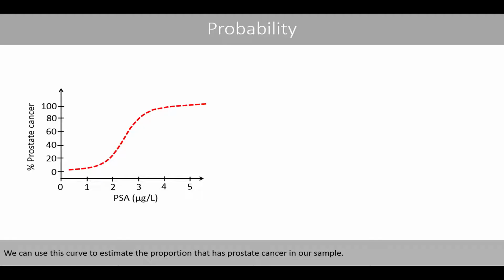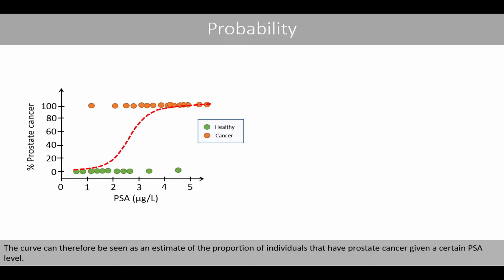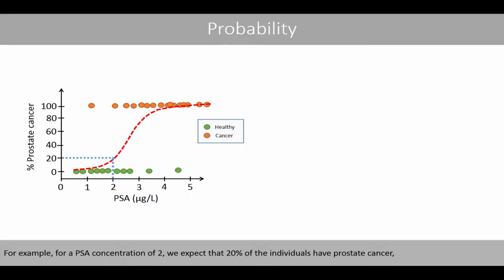We can use this curve to estimate the proportion that has prostate cancer in our sample. The curve can therefore be seen as an estimate of the proportion of individuals that have prostate cancer given a certain PSA level. For example, for a PSA concentration of 2, we expect that 20% of the individuals have prostate cancer. And for a PSA concentration of 3, we expect that about 70% of the individuals have prostate cancer.